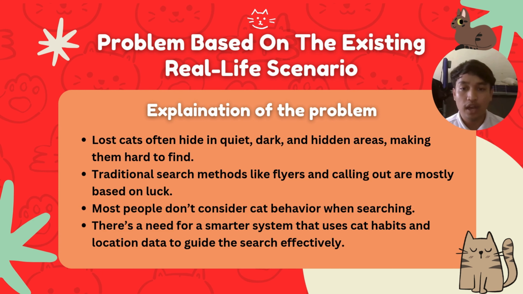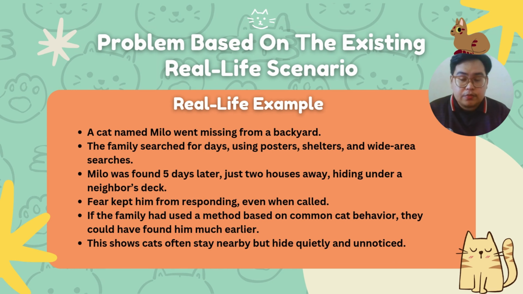Lost cats often hide in quiet, dark and hidden areas, making them hard to find. Traditional search methods like flyers and calling out are mostly based on luck. Most people don't consider cat behavior when searching, so there is a need for a smarter system that can use cat habits and location data to guide the search effectively. And I'm going to present the problem based on an existing real-life scenario.